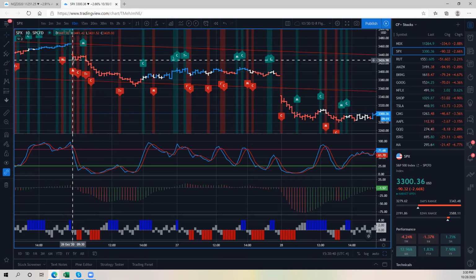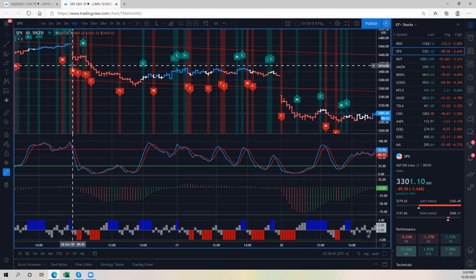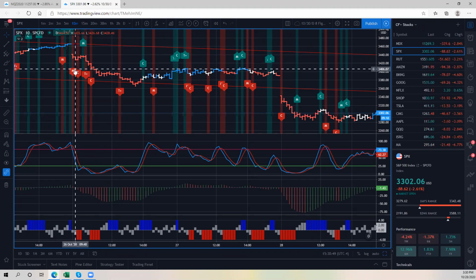So back here, we had a red bar. This was on the 26th. We had a red bar, and then that bar closed red, and the next bar opened red. That qualifies as a short entry.